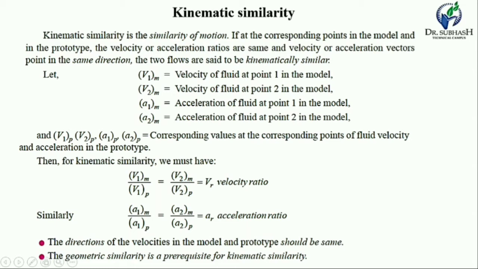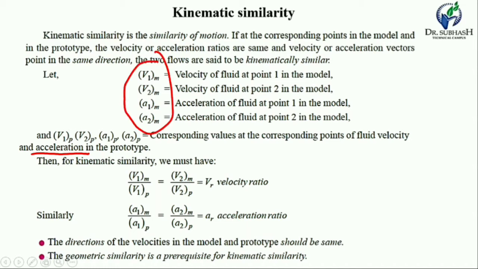Mathematically, V1m means the velocity of fluid at point 1 in the model, V2m is the velocity of fluid at point 2 in the model, A1m is the acceleration of fluid at point 1 in the model, and A2m is the acceleration of fluid at point 2 in the model. Similarly, V1p, V2p, A1p and A2p are the corresponding values of fluid velocity and acceleration at the corresponding points in the prototype.